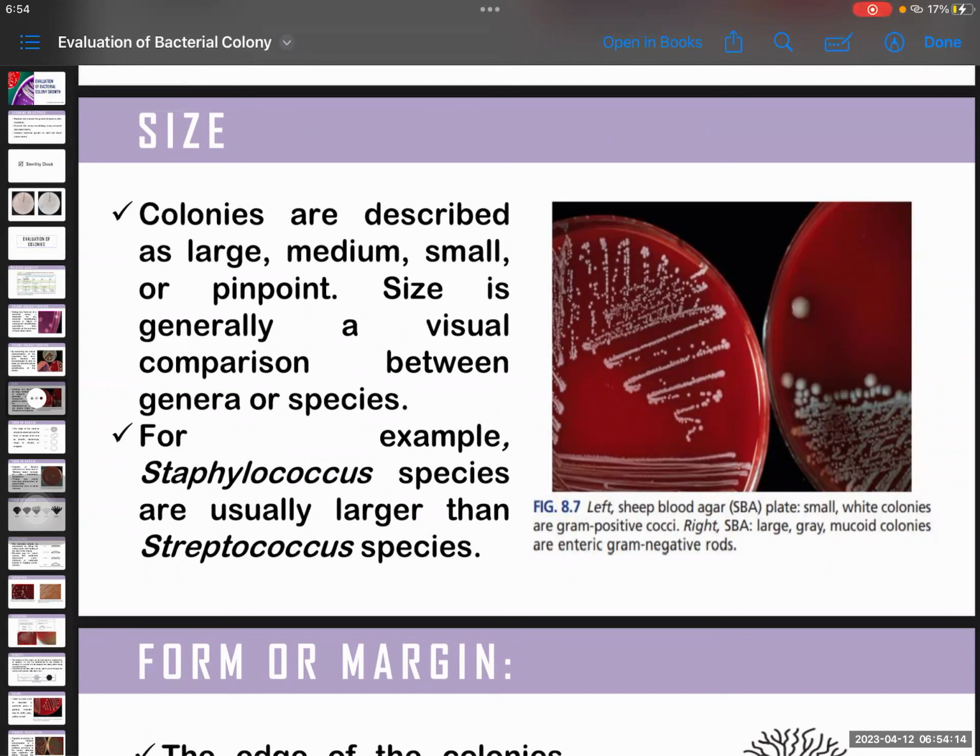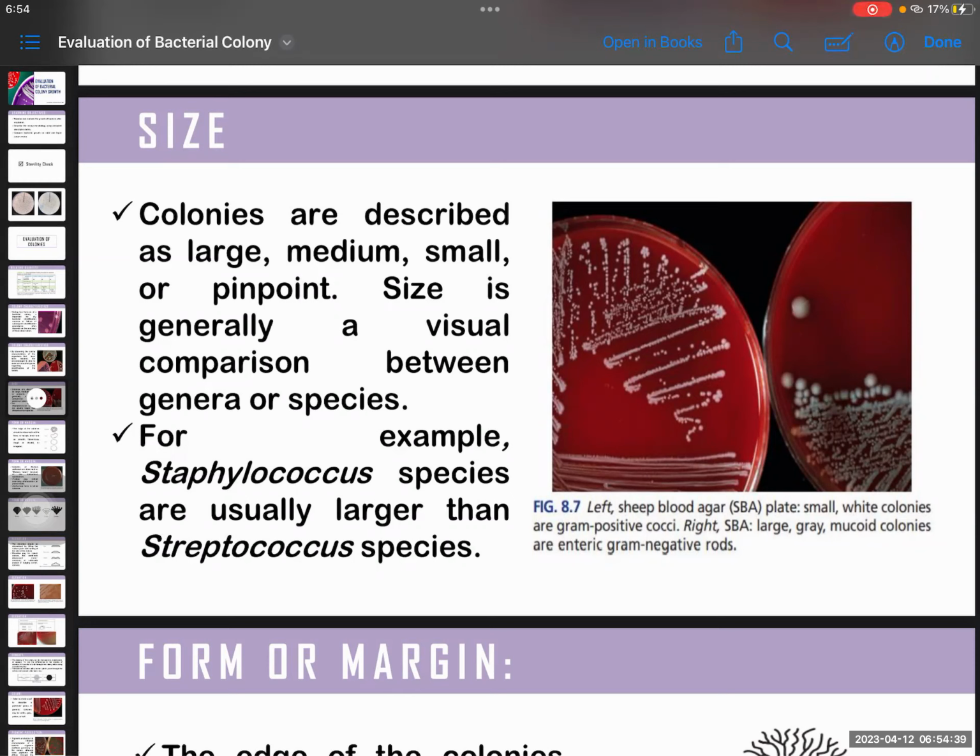Okay, so this doesn't usually give us much information, but it can give us a good way of comparing very similar species. So as the first bullet says, colonies are described as large, medium, small, or pinpoint. So ano na yung general description. And size is generally a visual comparison between genera or species.